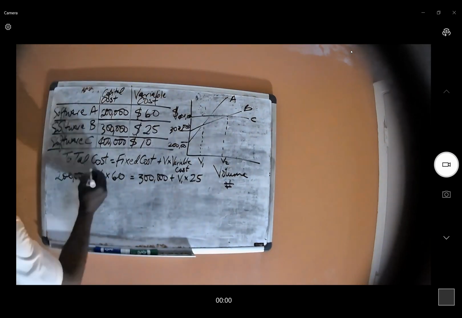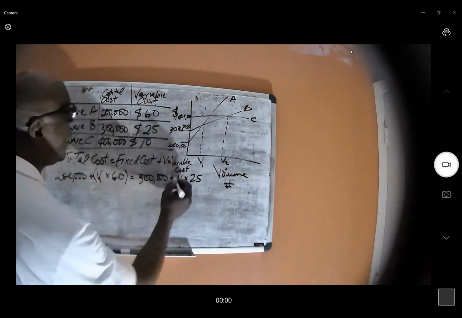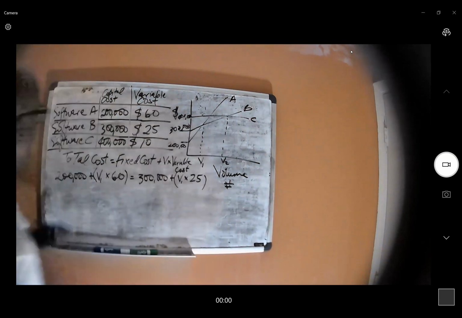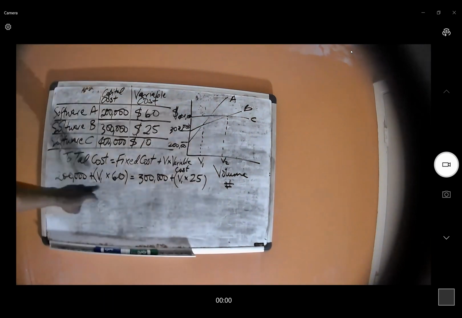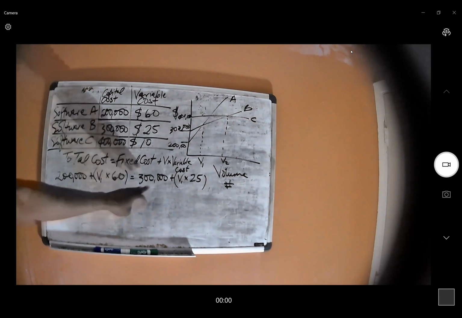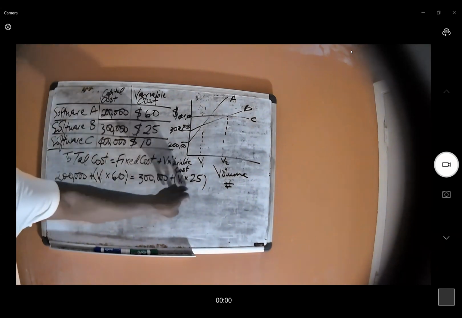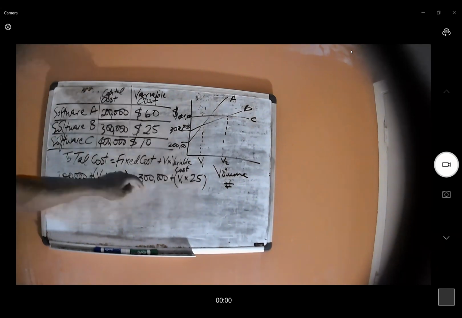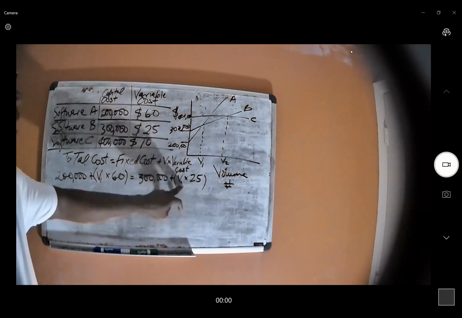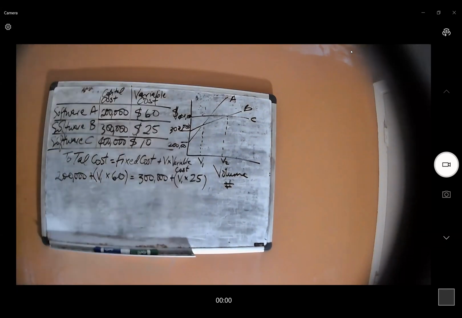So let's bracket this so we're not getting confused and we know what we're talking about. This fixed cost plus your total variable cost, that's your total cost. Here again, it's your fixed cost plus your total variable cost, which is V1, the number of widgets you're going to make, times how much each widget costs. So then we just solve.